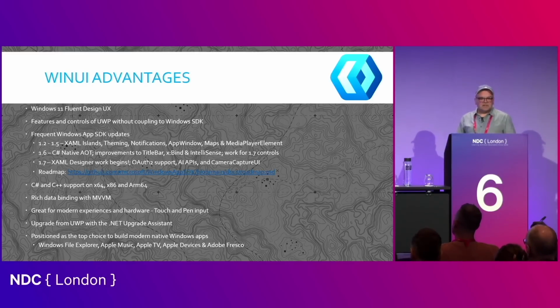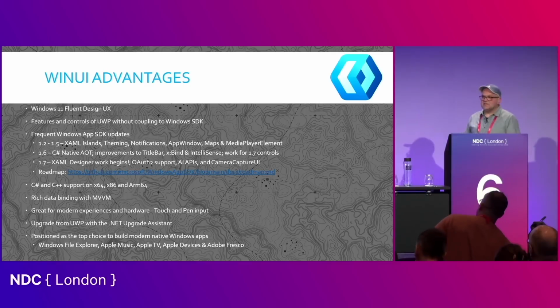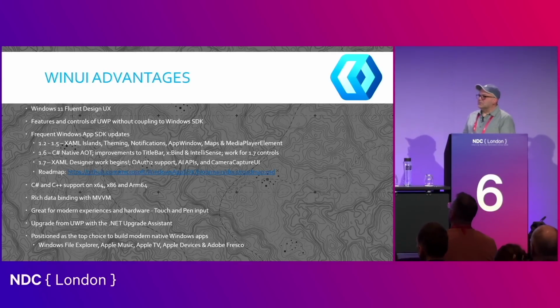1.6 came out last year. That added the AOT like you get with .NET 9, so you can have your faster startup, your smaller memory footprint. Got improvements to the title bar, so you could more easily customize your title bar. Got binding, XBind, and IntelliSense improvements. And they also started some work on some of the 1.7 controls that are going to be coming out soon.